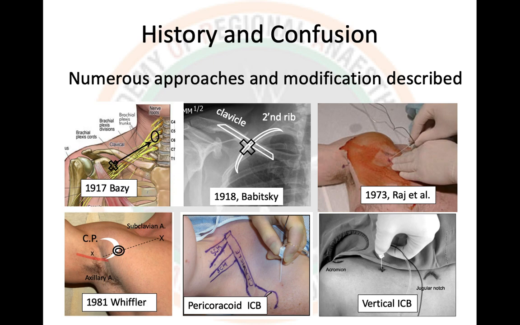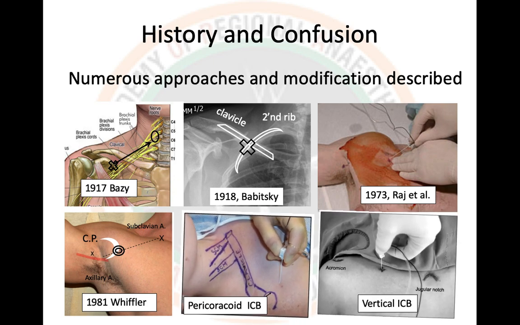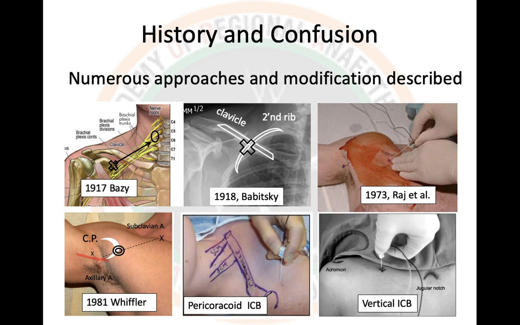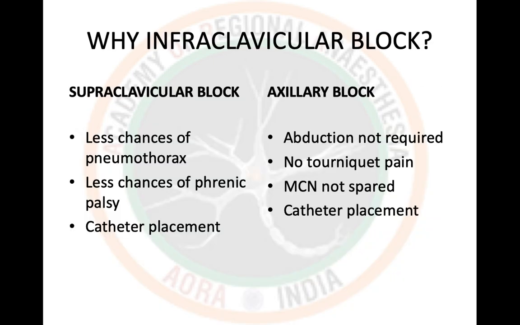He was going at the midpoint of the clavicle. He was directing the needle toward the axilla and stimulating the cords with the needle and giving the block. Then came Whiffler's approach. It was basically giving a larger volume, just like the pericoracoid approach, and he was giving it without PNS. But the most popular techniques are the pericoracoid infraclavicular block and the vertical infraclavicular block.